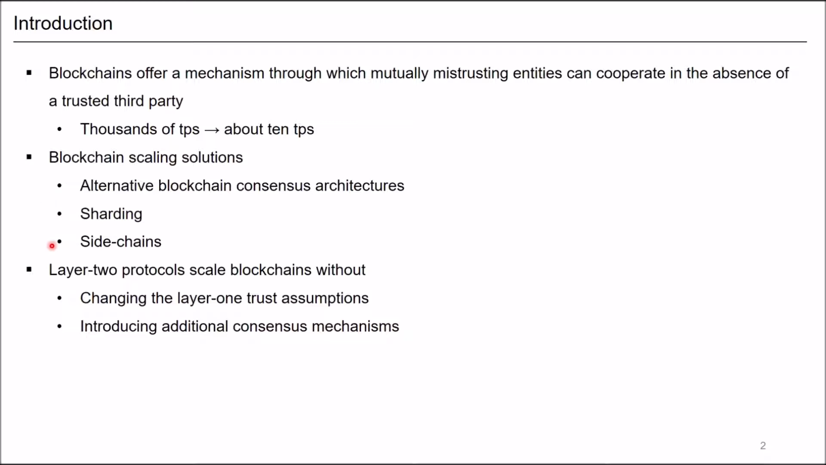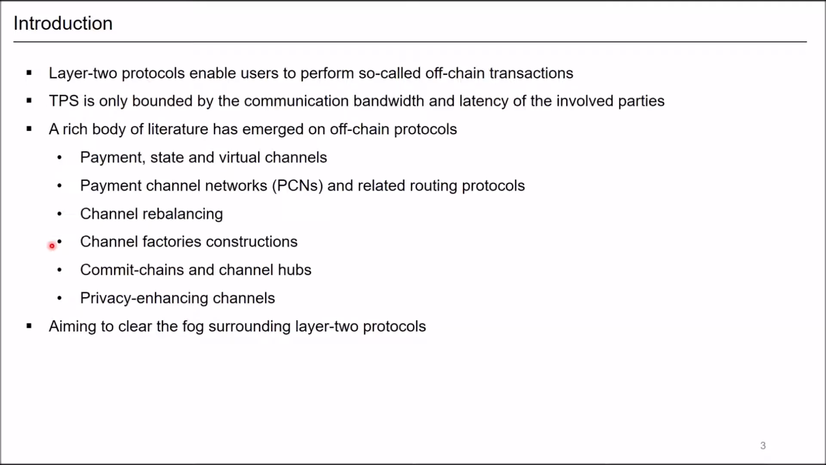Contrary to the previously mentioned solutions, layer 2 protocols scale blockchains without changing the layer 1 trust assumptions, and they do not introduce additional consensus mechanisms. Layer 2 protocols enable users to perform so-called off-chain transactions through private communication rather than broadcasting the transaction on the blockchain. This optimization reduces the transaction load on the underlying blockchain and is fully backward compatible.